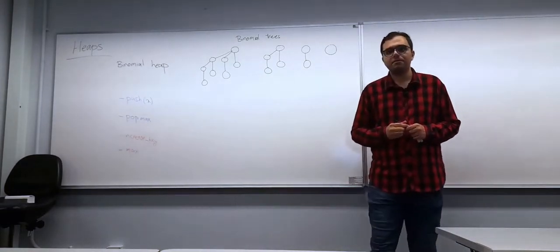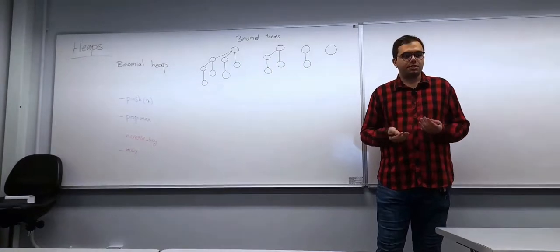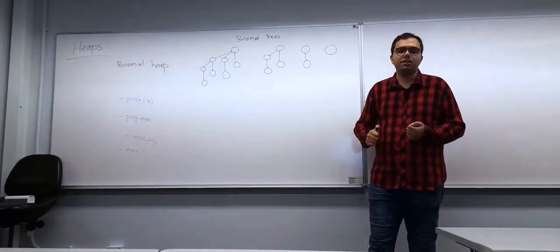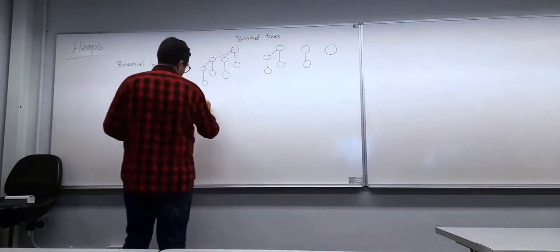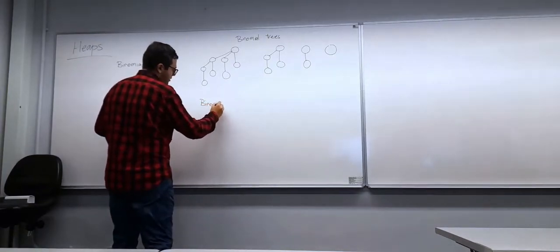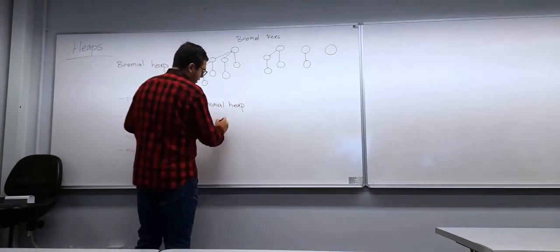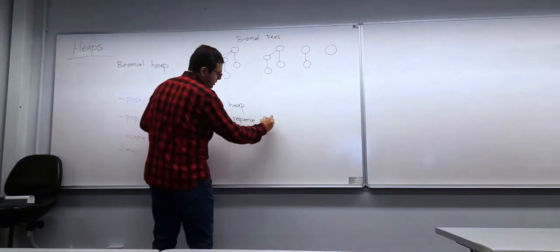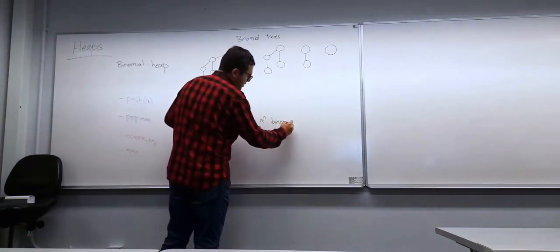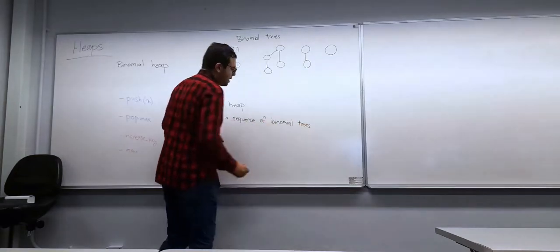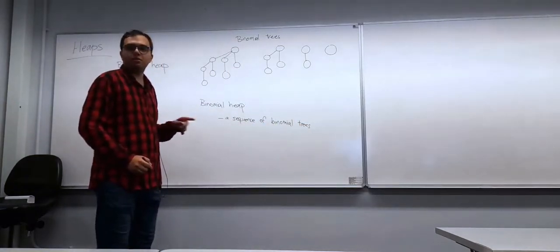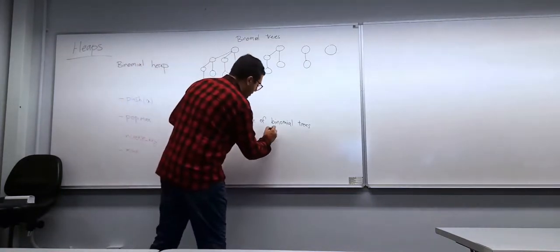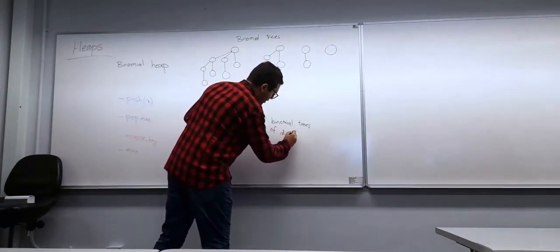A binomial heap is just a sequence of binomial trees, so that all of these trees are satisfying the heap property. Okay, so a binomial heap is a sequence of binomial trees. Oh, and one important point here is that all of these trees should have different degrees. So I cannot have 2 binomial trees of the same degree in my heap. So my binomial heap is just a sequence of binomial trees of distinct degree.